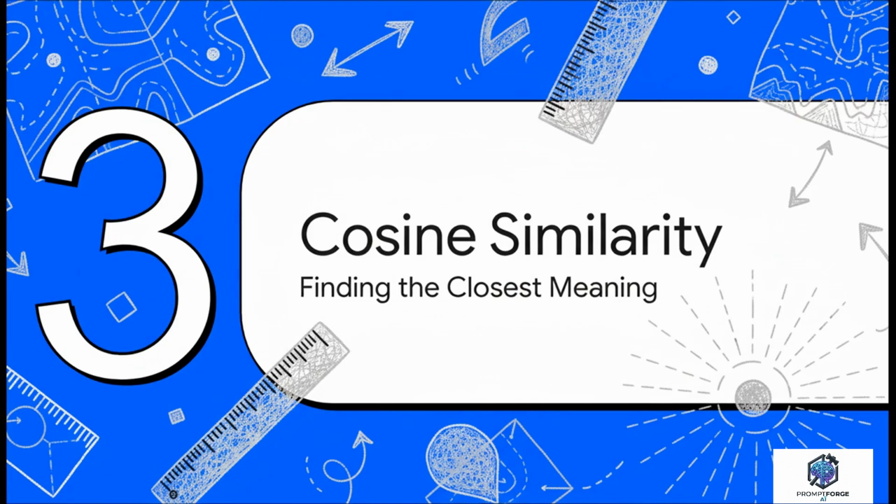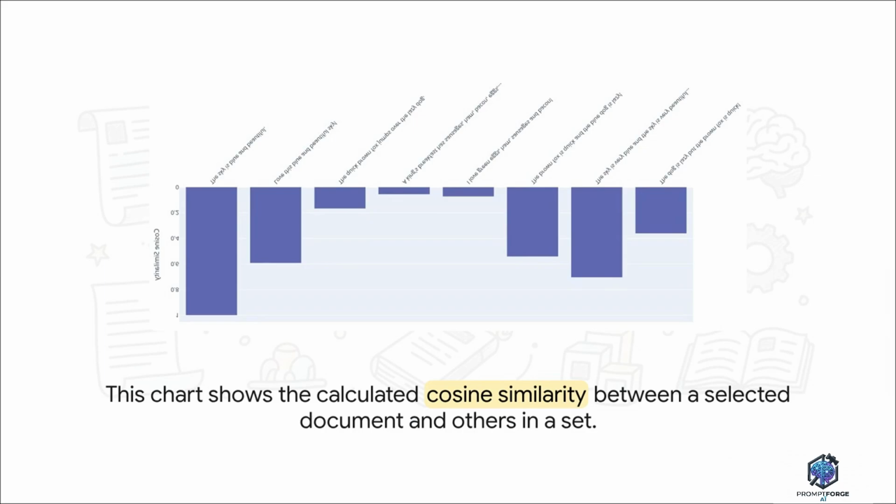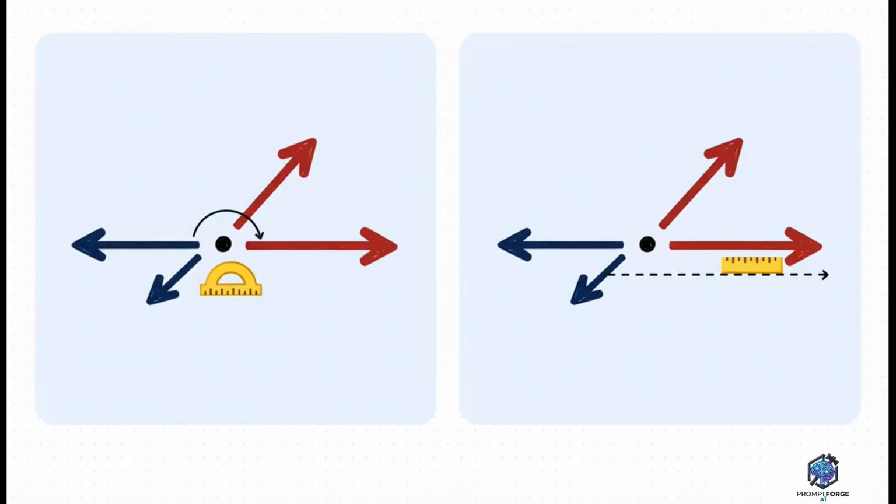Okay, so we've got our map of meaning, and everything has a coordinate. But how does the system figure out what's closest? It's not as simple as just pulling out a ruler. The trick involves a little bit of geometry. The way we measure this closeness is with a concept called cosine similarity. And here's the thing, it's less about distance and more about direction. This chart here shows how similar a question is to different chunks of text. The higher the score, the closer the meaning. A high score just means the vectors for those two bits of text are pointing in almost the exact same direction.